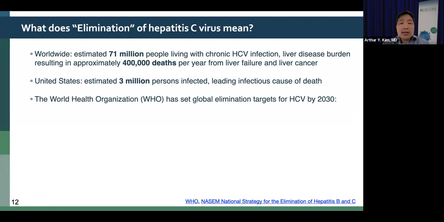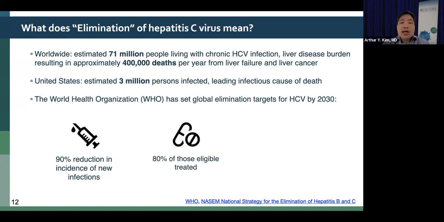United States still has millions of persons infected, and prior to COVID-19 hepatitis C was perhaps the leading single infectious cause of death. It has since been surpassed. But the World Health Organization therefore set global elimination targets for hepatitis C. So one is a reduction in incidence of new infections via needle safety, both in hospitals and healthcare, as well as in high-risk individuals, such as persons who inject drugs.